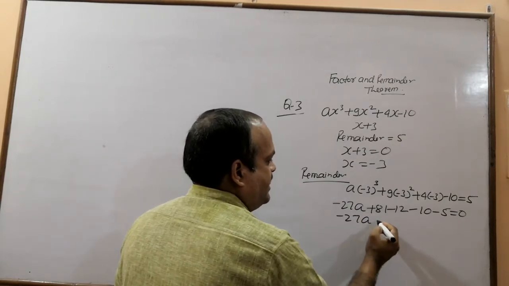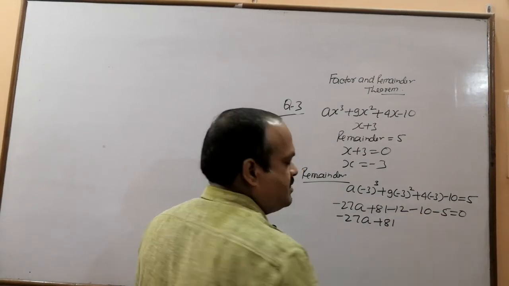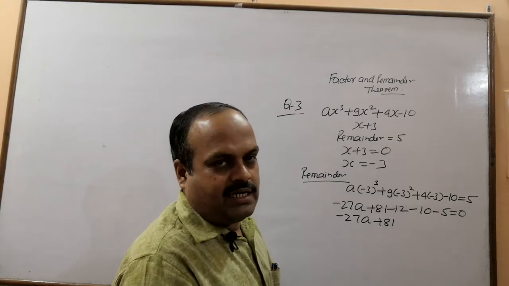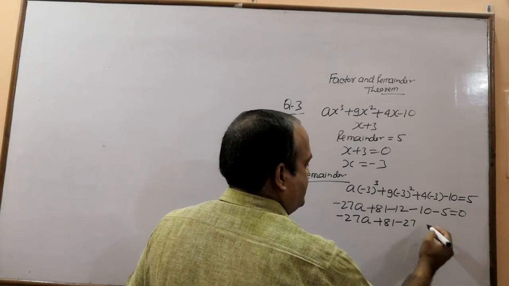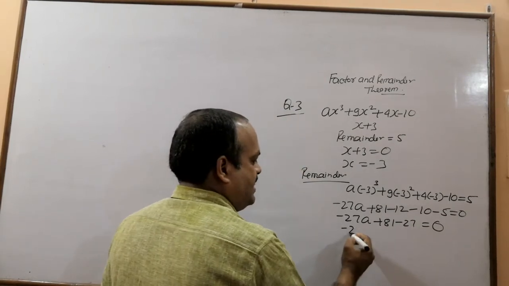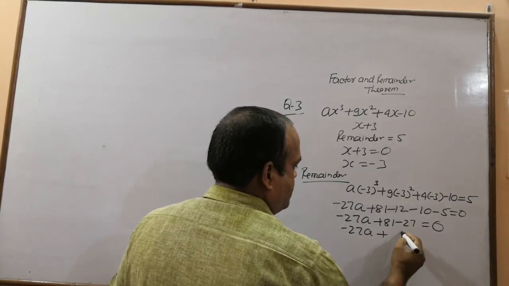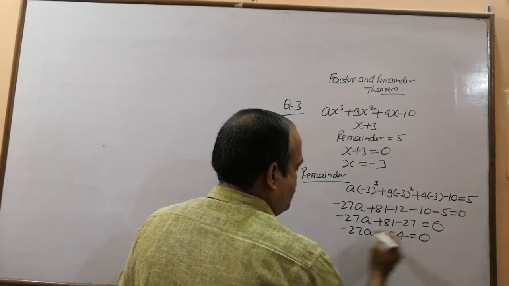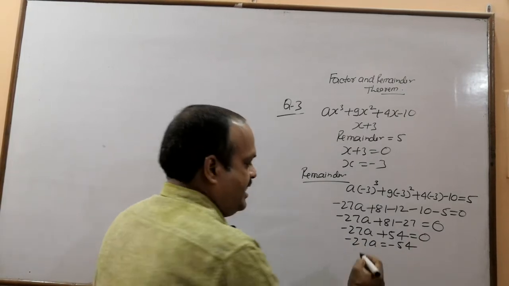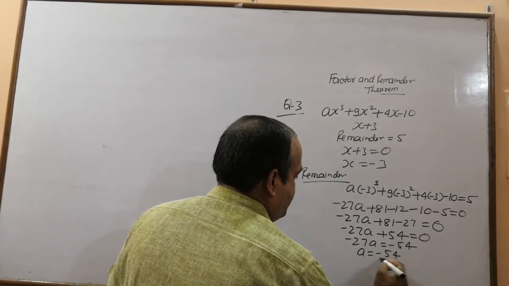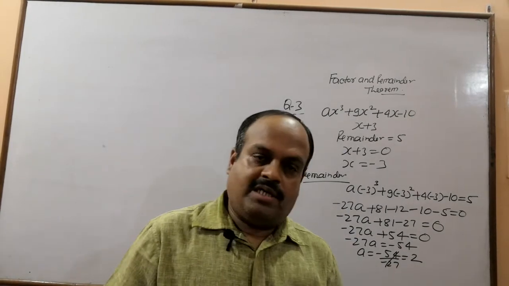Minus 27a plus 81, these three are negatives, all the negatives should be added together. So 10, 5 is 15, 15, 12 is 27, minus 27 equals 0. So minus 27a plus 54 equals 0. Minus 27a equals minus 54. So a equals minus 54 upon minus 27. Therefore, the value of a must be 2.